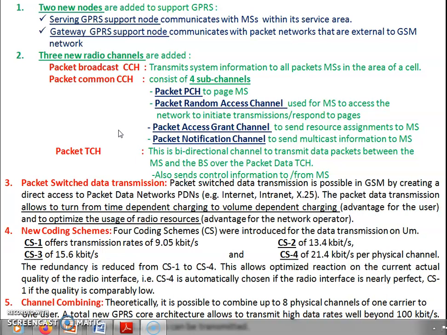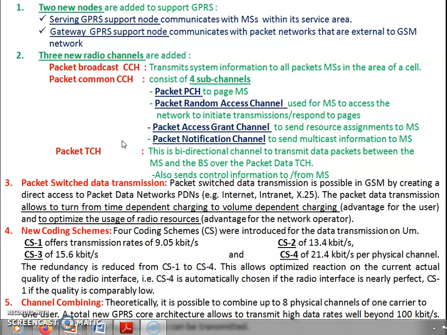The third radio channel is the packet traffic channel. This is a bidirectional channel to transmit data packets between the mobile station and base station over the packet data TCH. It also sends control information to and from the mobile station.